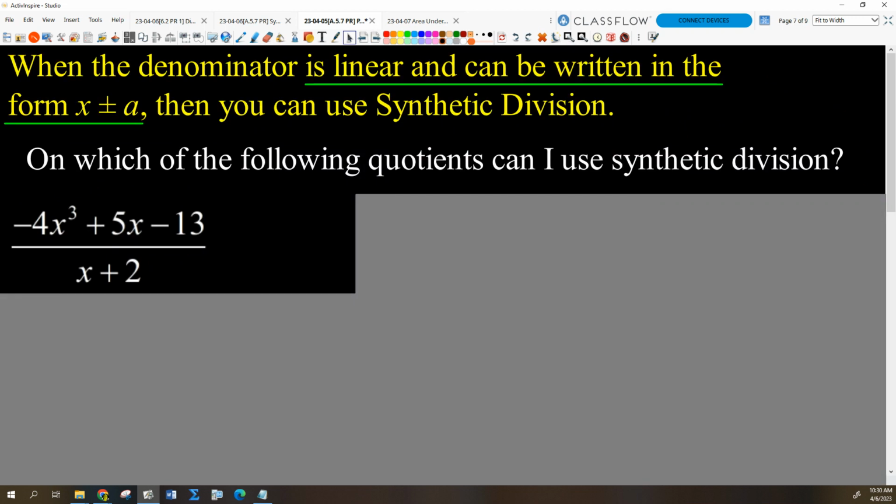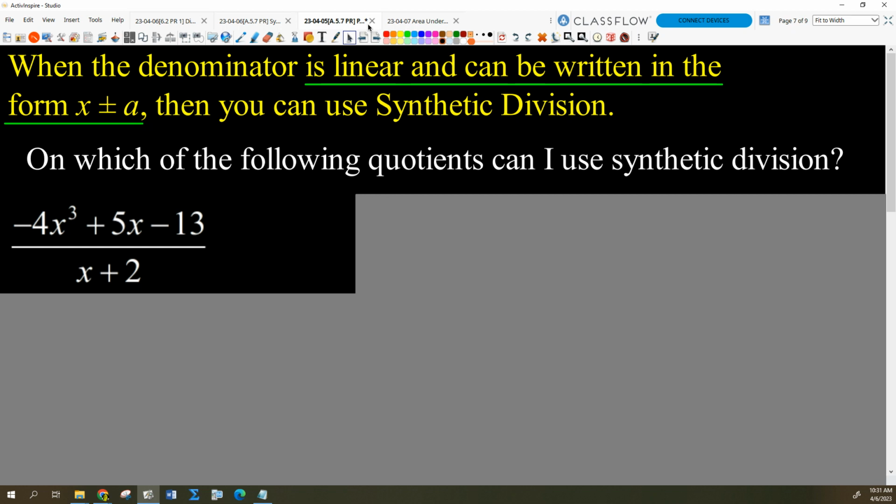Okay, so what I want to show you here, everybody take a look at this. I want to show you guys a trick, not really a trick, it's just a technique called synthetic division. Now you have to be very careful with this though, because you can only use synthetic division in certain situations, and they're kind of limited. You can only use synthetic division when the denominator is linear and it looks like x plus a number or x minus a number. If it doesn't look like that, we're stuck using long division.